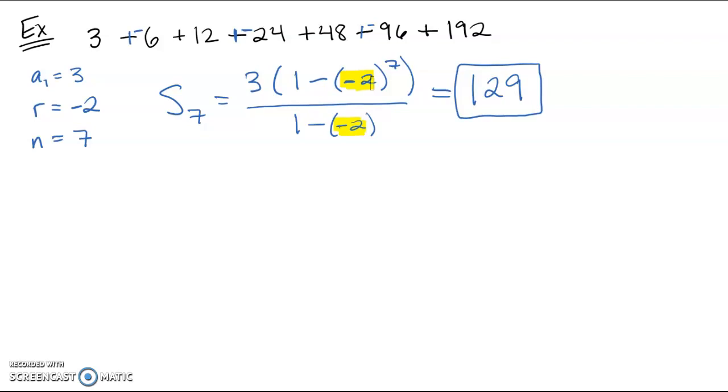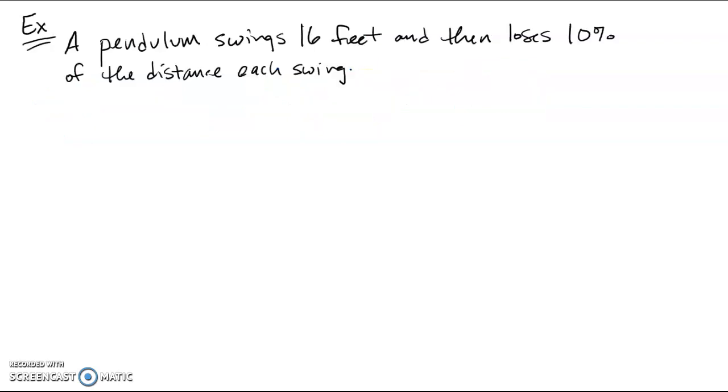All right, moving on to another example. Okay, I wrote this down, although a little sloppy. This says a pendulum swings 16 feet and then loses 10% of the distance each swing. So hopefully you know what a pendulum is. This is the idea of maybe a string with a weight attached to it, and you pull it back and then you let it swing, and it's just going to go back and forth, back and forth.